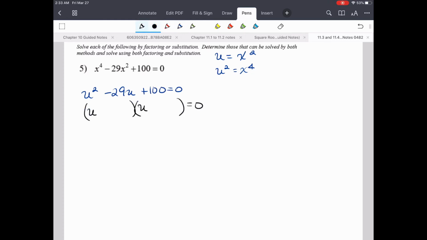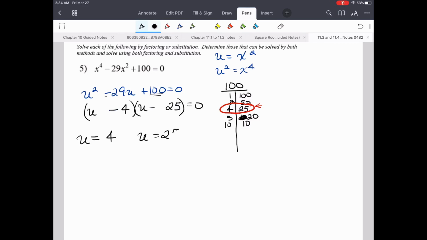Do this. And 100, if we look at all the factors of 100, it's 1 and 100, 2 and 50, 3 doesn't work, but 4 does, 4 and 25, 5 and 20, 6, 7, 8, 9 don't work, but 10 and 10 work. The pair that is sticking out at me is the 4 and the 25. Now we need to make those into negative 29, so they're both going to be negative. The first one is going to be 4, and the other one is going to be 25.